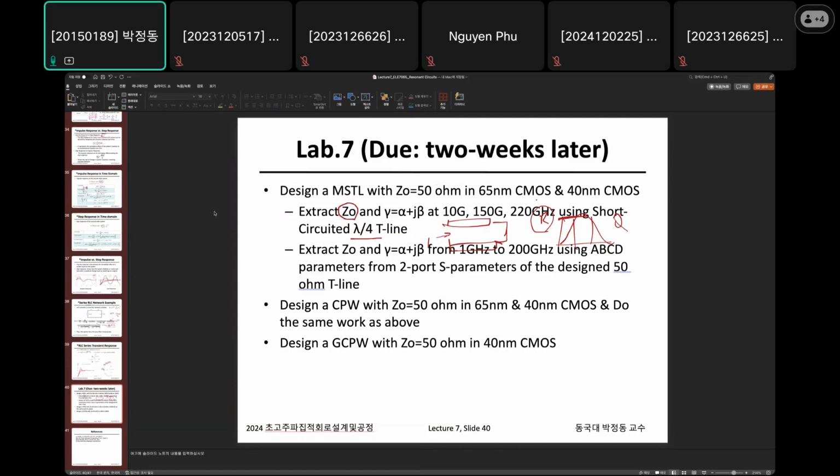Okay. Also design, extract the G0 and gamma using ABCD parameters from a two-port network. Okay. There are two ways. Do the same thing for CPW and GCPW. Okay. Due is 2 weeks later. Okay. Any question?